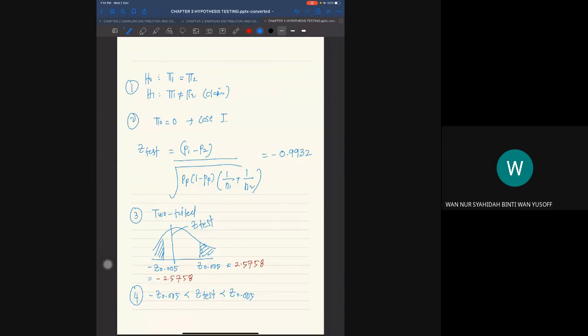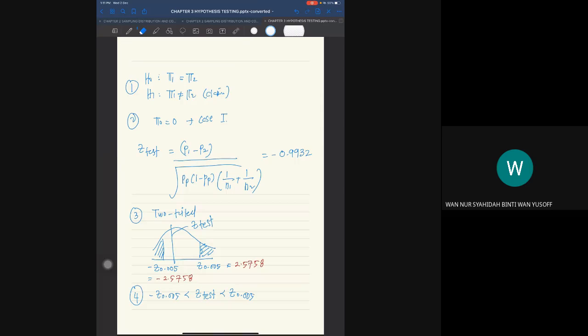So again, compulsory to mention both when it is in between. You cannot mention one side only. You cannot write only Z test greater than negative, or you cannot write Z test less than positive. Cannot be either one. You have to mention both critical values here.